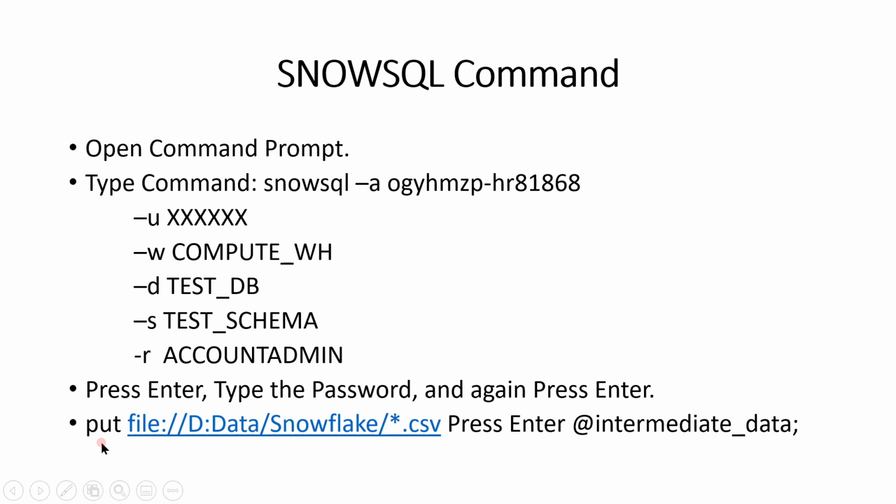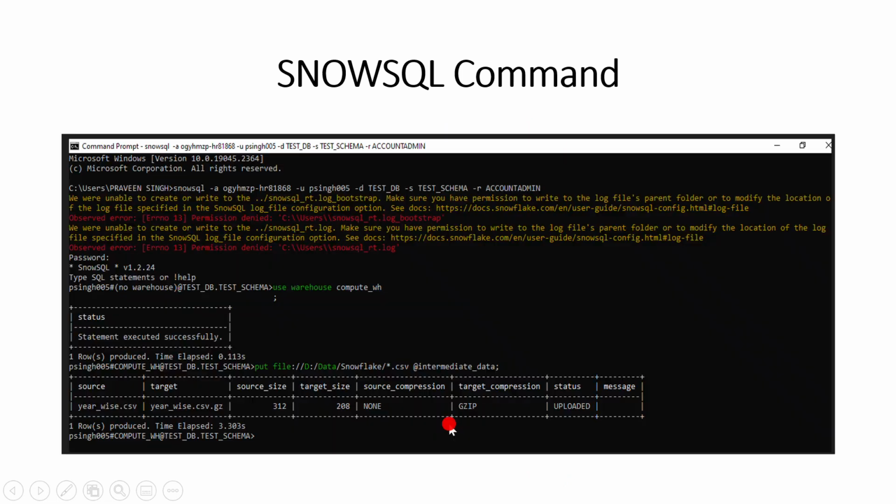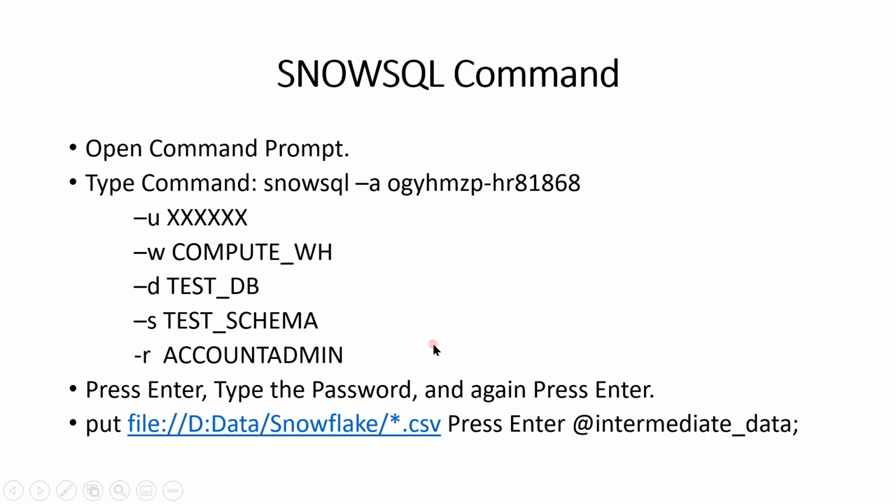After that you can write a put command with the location of the file, where the file is present. So we can type the path and file name, then space, then the stage name. By this command you can load the files into a stage.